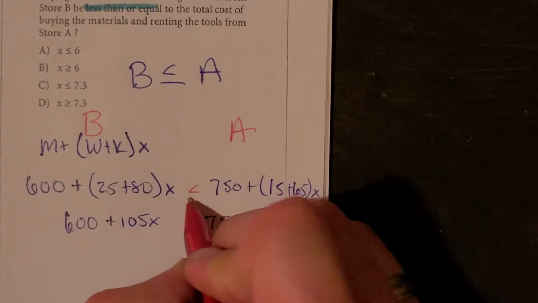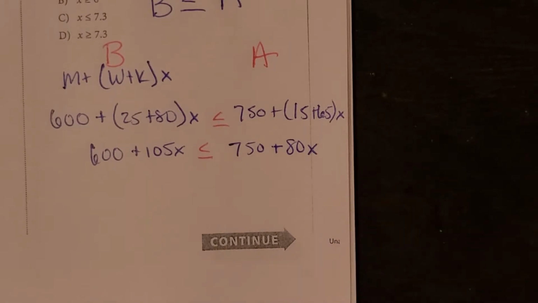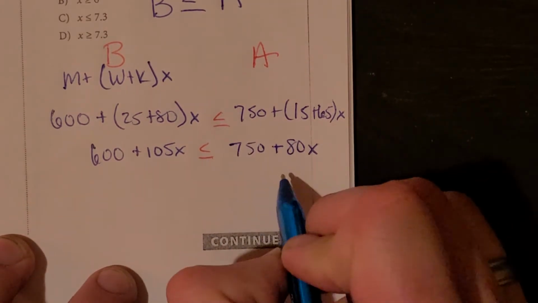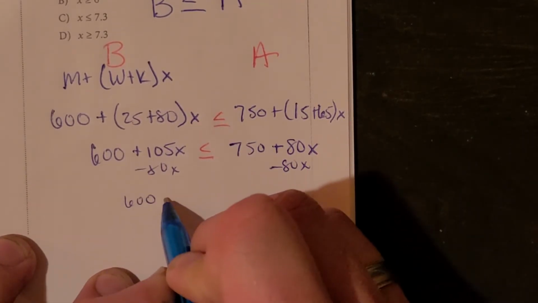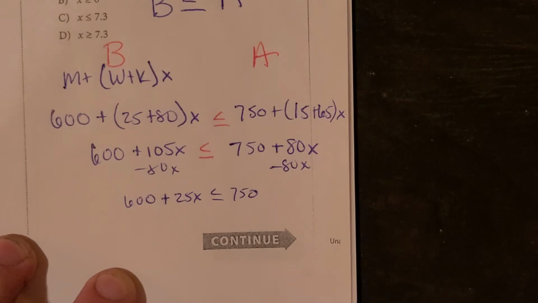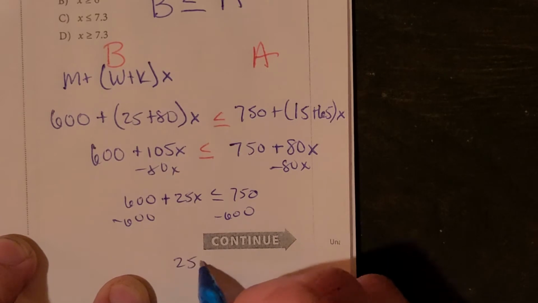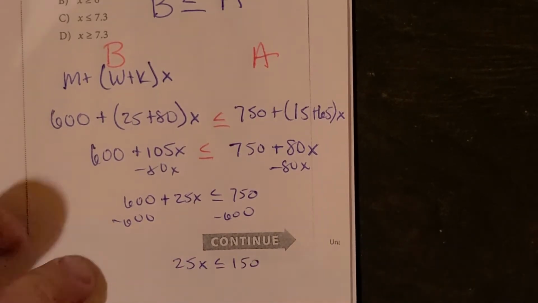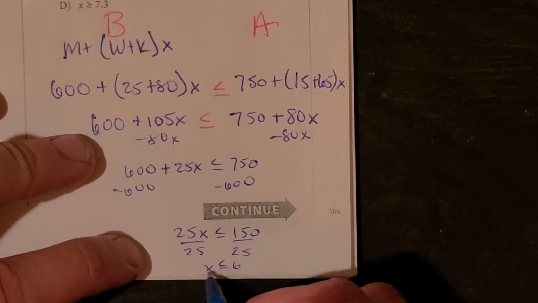This said less than or equal to, and that sets up a quick and simple problem that we can solve. This is an inequality. The setup is the sucky part. Once you get here, this is simple algebra. At this point, I would subtract 80x from both sides, and I would get that 600 plus 25x is less than or equal to 750. Then I would subtract 600 from both sides, and I get that 25x is less than or equal to 150. And then when I divide by 25, I get x is less than or equal to 6.